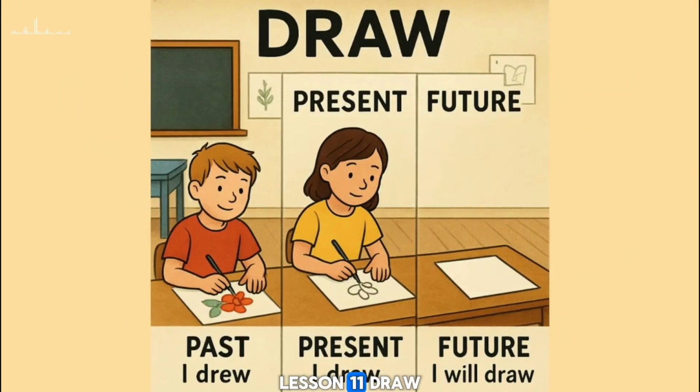Lesson 11. Draw. Picture number 11. The verb is draw. Past, finished drawing. We say, I drew. D-R-E-W. Drew is past tense. Another special verb. Present, drawing now. We say, I draw. Future, blank paper ready to draw. We say, I will draw. Creative. Drew, draw, will draw.